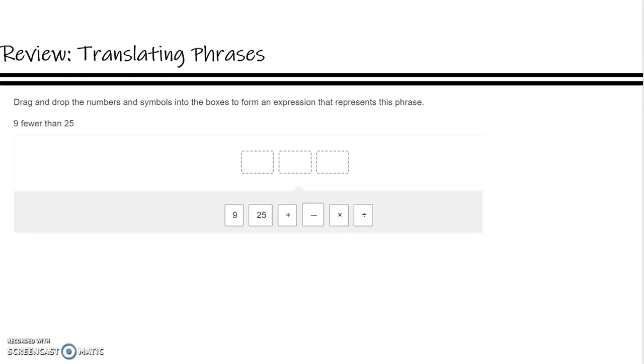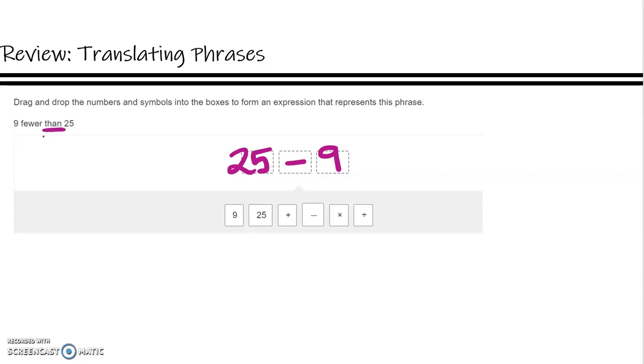Before we get started, let's review translating phrases. The course is going to ask you to drag and drop numbers and symbols into the boxes to form an expression that represents this phrase, 9 fewer than 25. What I want you to think about is if you had to figure out the answer to this, 9 fewer than 25, your brain is probably going to say, oh, I'm subtracting 9 from 25. So just remember that the order definitely matters.